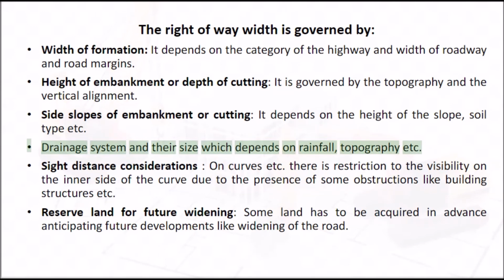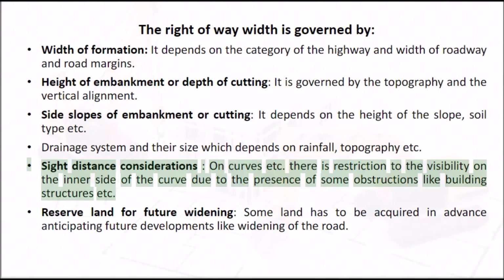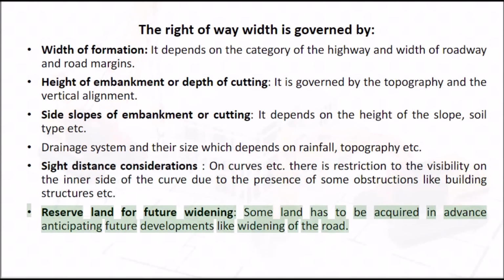Sight distance considerations. On curves etc. there is restriction to the visibility on the inner side of the curve due to the presence of some obstructions like building structures etc. Reserve land for future widening. Some land has to be acquired in advance anticipating future developments like widening of the road.